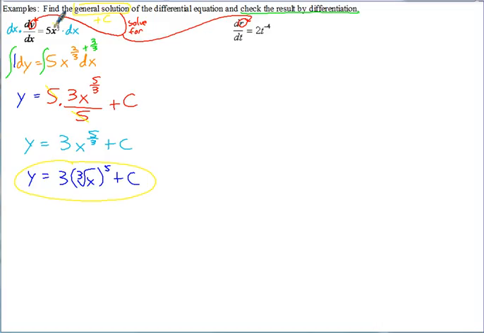Now to check your answer, check the result by differentiation, you can start with either form here, but it's probably easier to start with this form. It's not in radical form. And we could say, well, the derivative of y, that would be dy dx. Use the power rule, 3/5 times 3. Well, the 3's are going to cancel out, leaving you with 5. Subtract 1 from the exponent, gives you x to the 2/3. Derivative of constant is 0. So it does work.